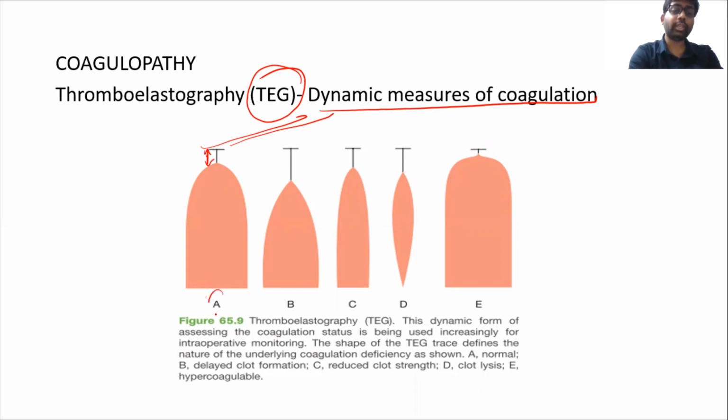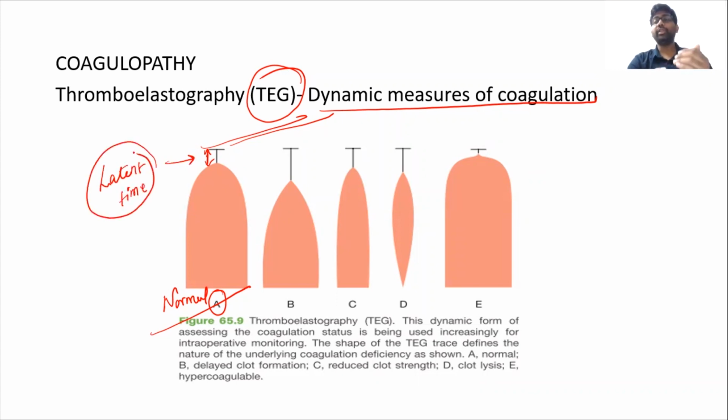If we think that A represents a normal thromboelastography representation, what do we do? We take a sample of blood, we make a kind of smear of it, and we see the pattern that we get, and that represents presence or absence of coagulopathy. The first thing is this black line that we can see, and this represents the latent time. And what does latent time mean? The latent time basically means the time taken to start the fibrin formation.